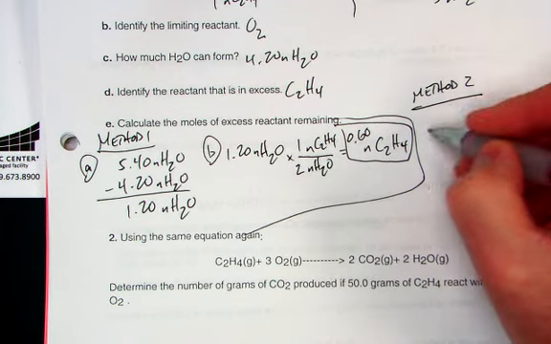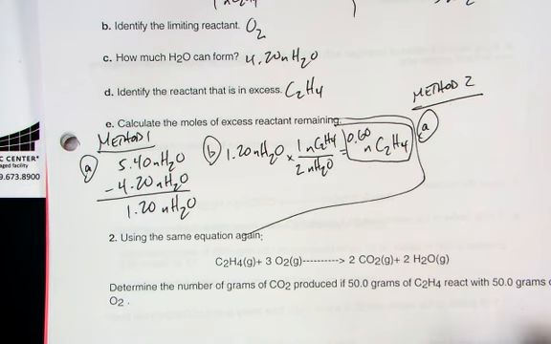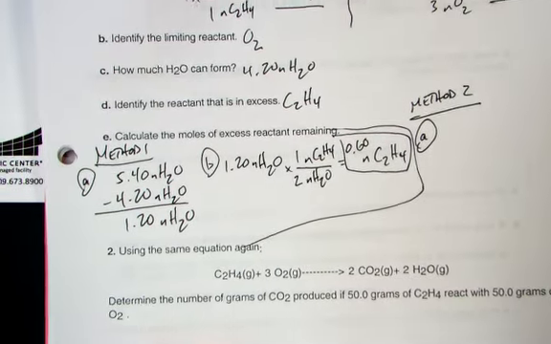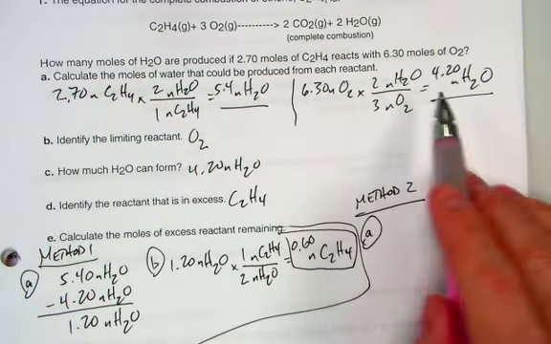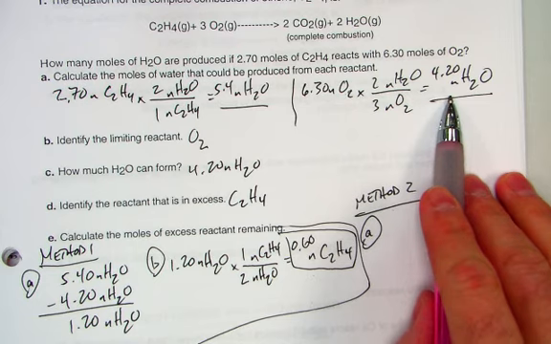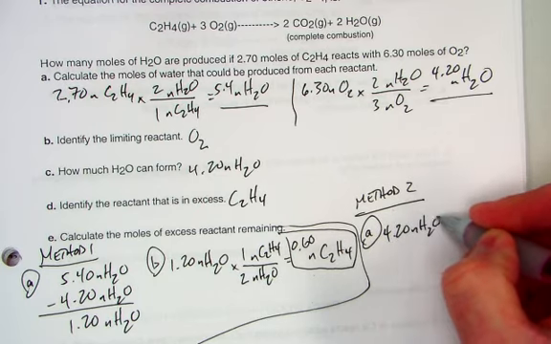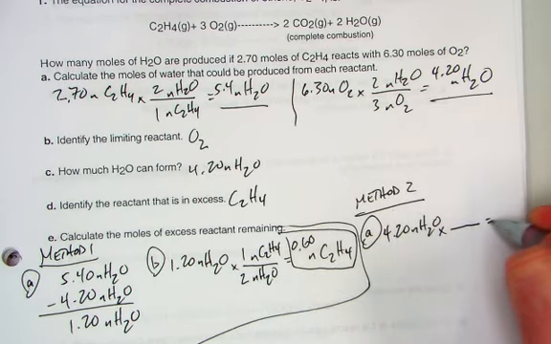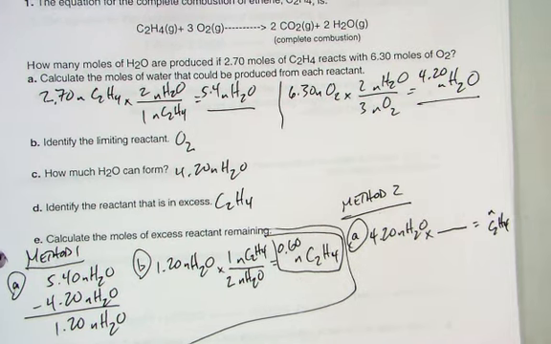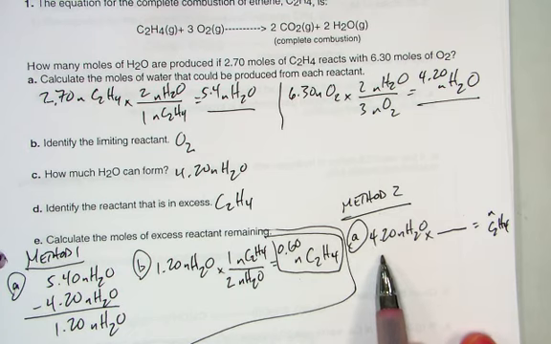All right, so the first step in method 2, we're going to look at the numbers that we have. We're going to look at how much product we could make in this reaction. You're going to start with your smaller amount of product, 4.2 moles of H2O, and we're going to convert that to our moles of C2H4. So we know we can only make 4.2 moles of water. It's the smaller amount of our chemical.